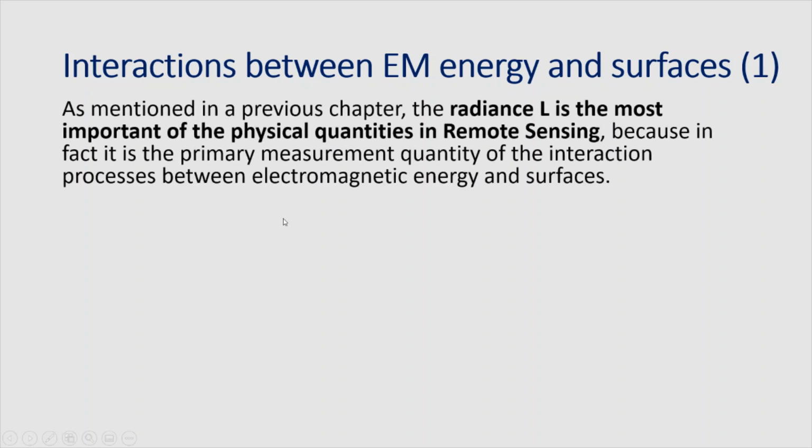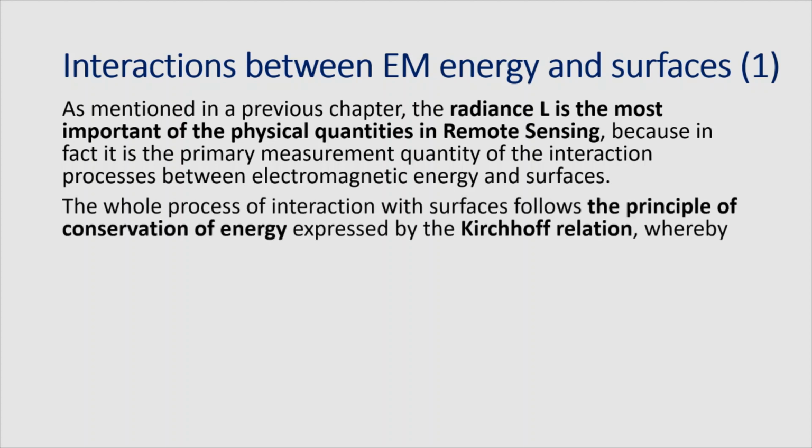As mentioned in a previous chapter, the radiance L is the most important physical quantity in remote sensing because it is the primary measurement quantity of the interaction processes between electromagnetic energy and the surfaces. So what the sensors mounted on board of a satellite platform are measuring is essentially this radiance L.